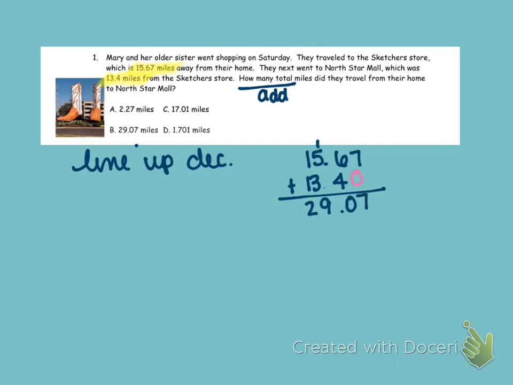You should have gotten 29.07 or 29 7/100. Remember, when we have words in our problem, we want words in our answer. So our final answer is 29 7/100 miles. And then, of course, we always box our answer.